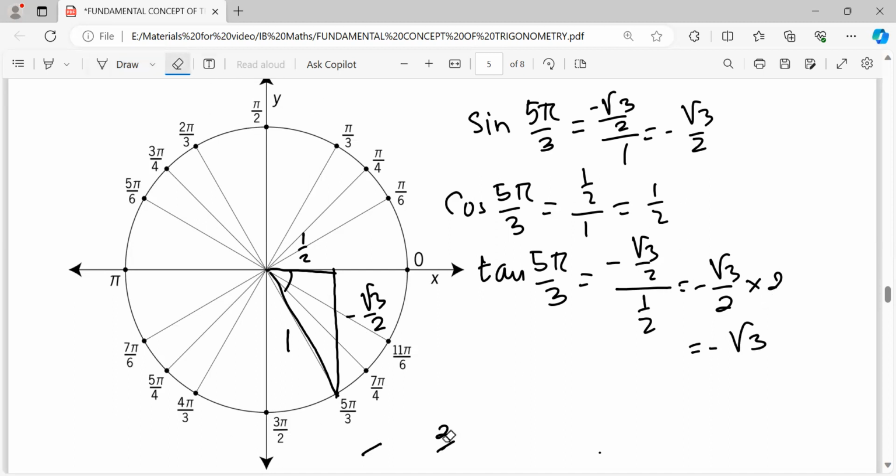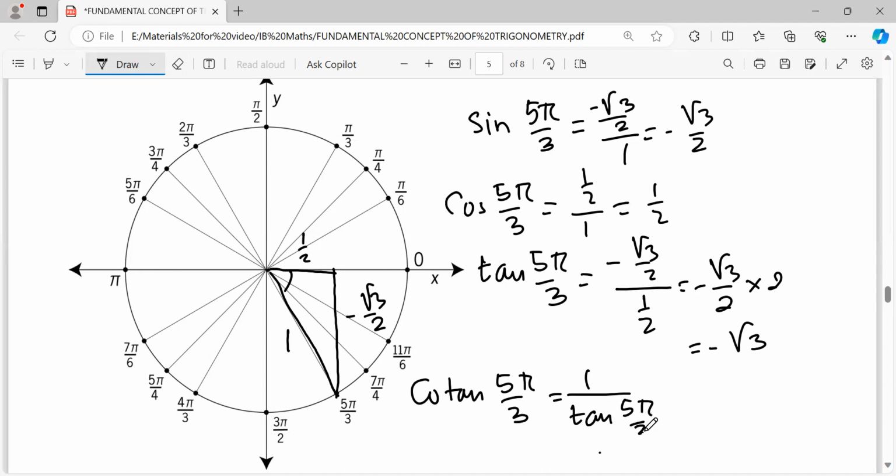I'm going to clean first this area because I'm going to use that space. Okay. And next cotangent 5 pi over 3 equals the opposite of tangent, 1 over tangent 5 pi over 3. Or it becomes negative 1 over square root 3 or negative 1/3 square root 3.